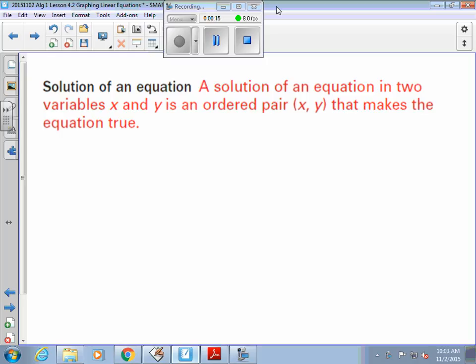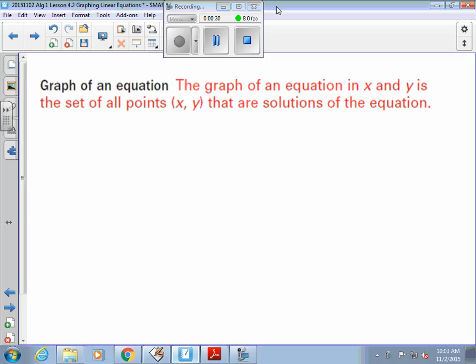First thing is a solution of an equation. Remember, it's a solution of an equation if it makes a true statement. So a solution in two variables, when you have x and y, is an ordered pair that makes the equation true. So we'll look at some examples about that in just a second.